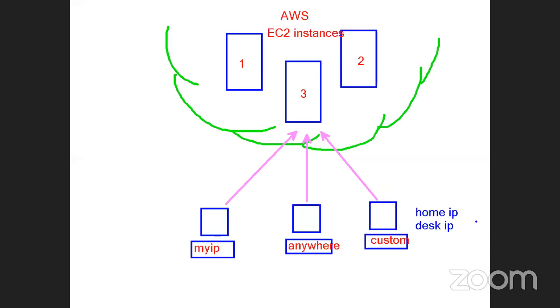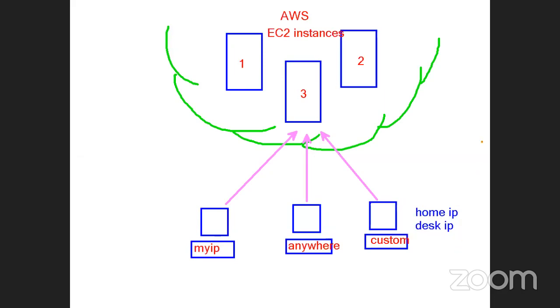So if we choose anywhere, what's the first option we have? My IP, right? If you choose my IP, what will happen? You can always log in from your system, from your laptop, desktop. If you choose anywhere, you can log in from different locations, different places. And if you choose custom, you can choose the custom IPs. So you can decide from where you can log in.